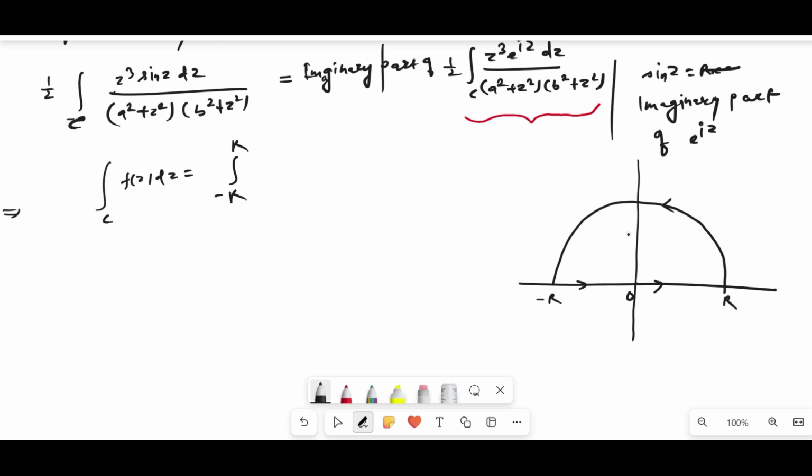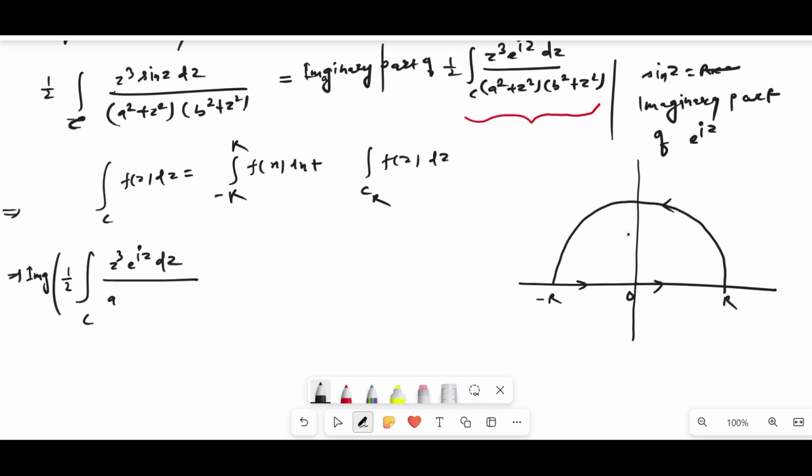This whole integral over the curve c is the sum of the integration over the real axis, f of x dx, plus the integral over the curve c with radius r, f of z dz. So putting this value over the curve c, that is the imaginary part of 1 by 2 z to the power of 3 e to the power of iz dz over a square plus z square and b square plus z square.